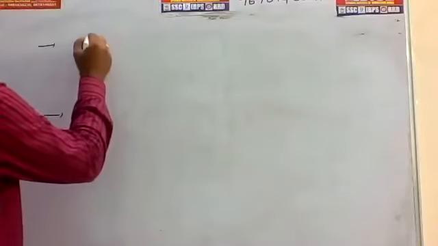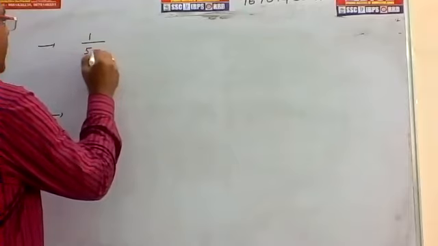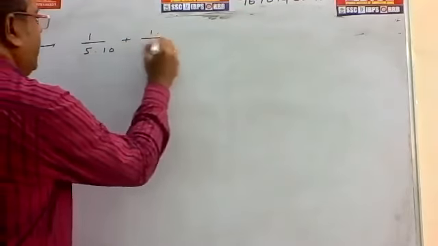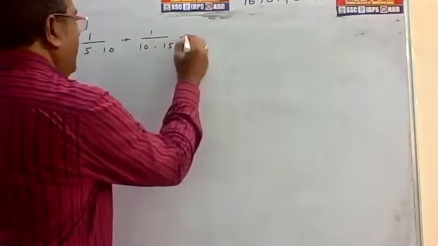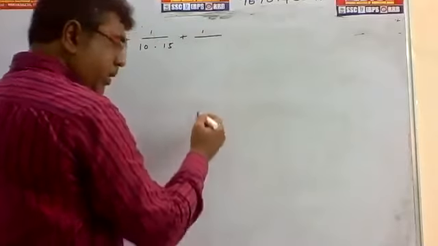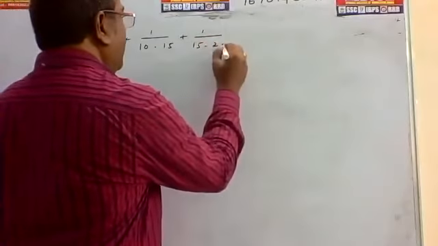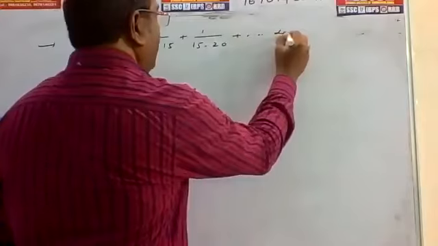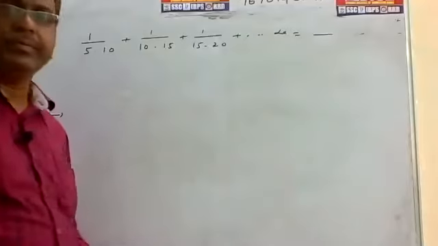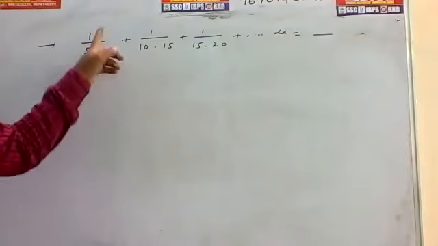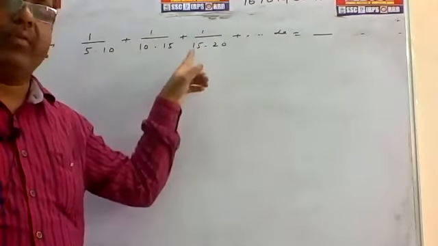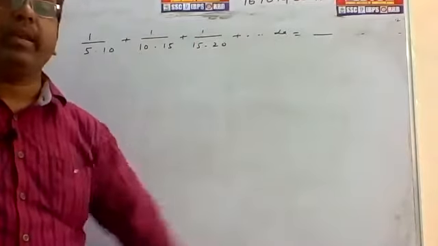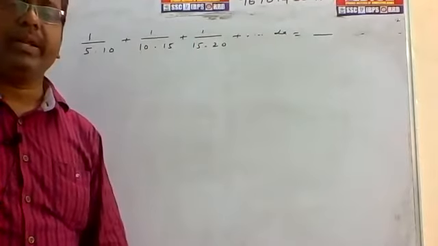Same model. 1 by 5 into 10 plus 1 by 10 into 15 plus 1 by 15 into 20 plus so on infinity is equal to dash.